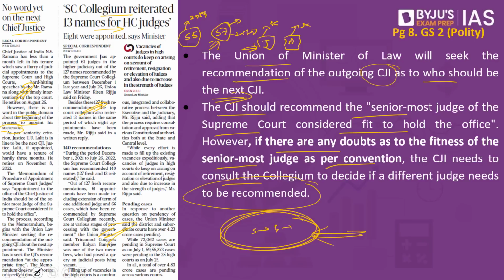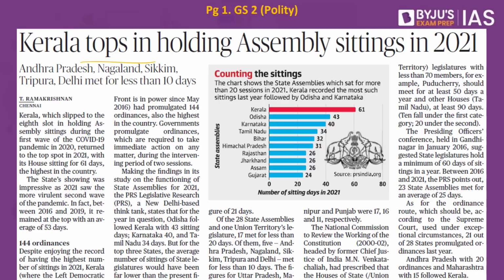Now let's look into the next article. This article says Kerala tops in holding assembly sittings in 2021. Let us try and understand what this article is all about. Whenever we speak about parliament or the state legislative assembly, we have something called the session. How many sessions do we have? We have about 3 sessions: the budget session, the monsoon session, and so on and so forth.